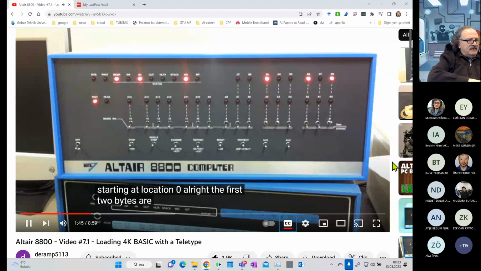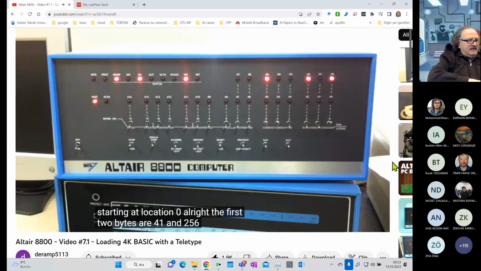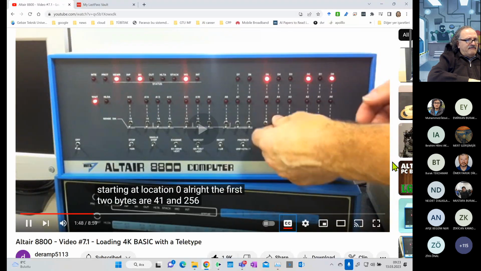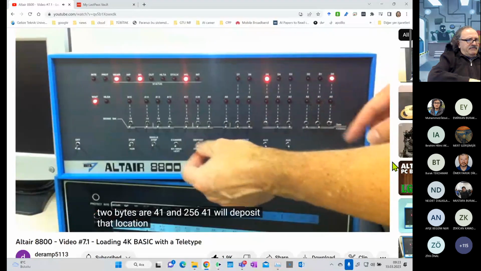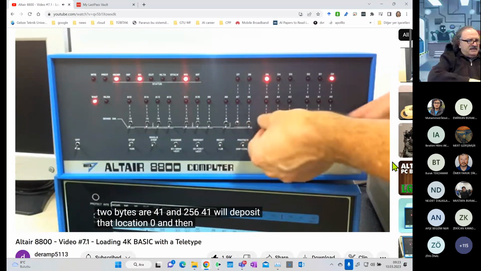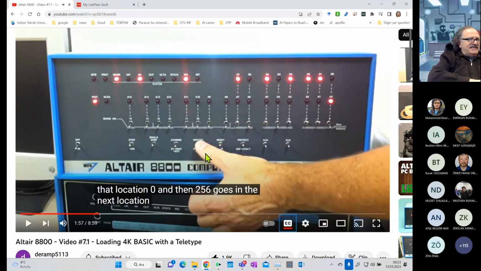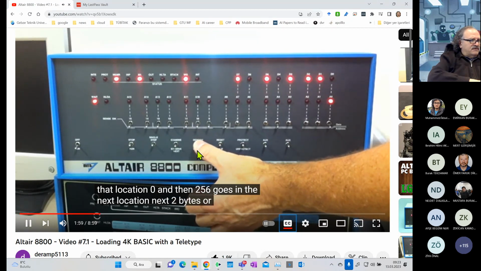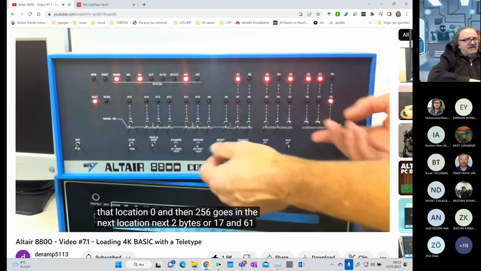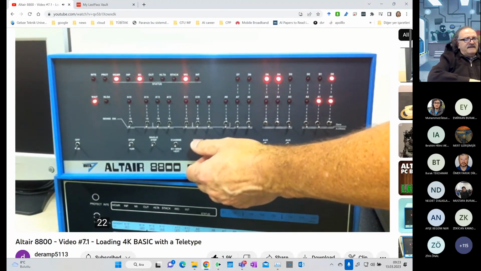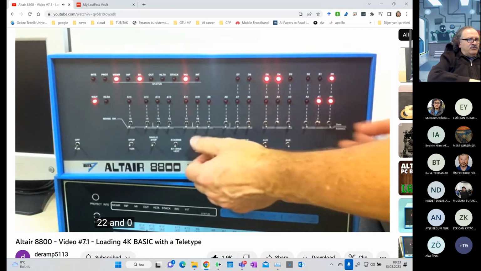All right, the first 2 bytes are 41 and 256. 41 and 256 are going to be loaded in the first 2 bytes. 41, we'll deposit by playing with the location 0 switches. And then 256 goes in the next one. This button says store. You just give an address, give the data, and press this button to store. Next two bytes are 17 and 61. 17 and 61, store and store, right? 22 and 0.